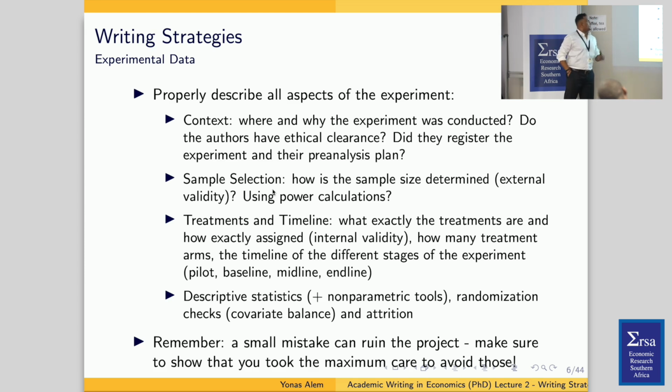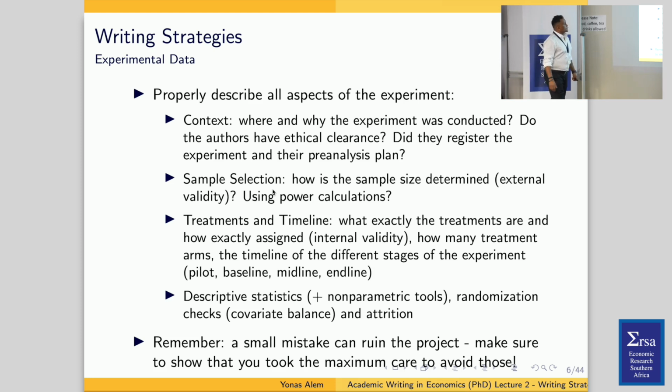So in these kinds of cases, how do you report your data on an experiment? Well, you have to explain the context. Where and why was the experiment conducted? Why was it necessary to do it in PE, not in UC, not in Cape Town or other cities? You might have reasons. Oh, this is a place where there is water scarcity and we need water saving. So you can motivate it that way.